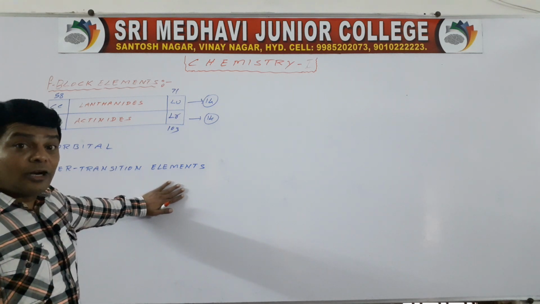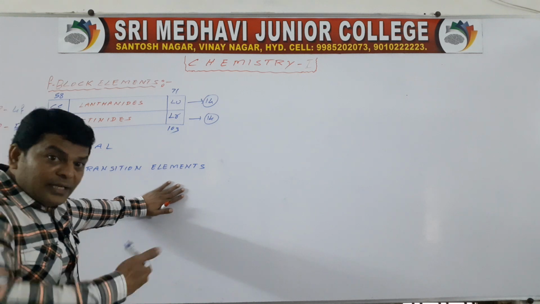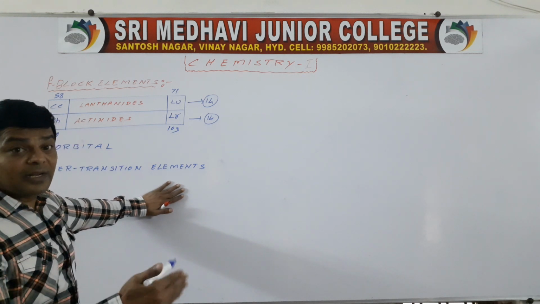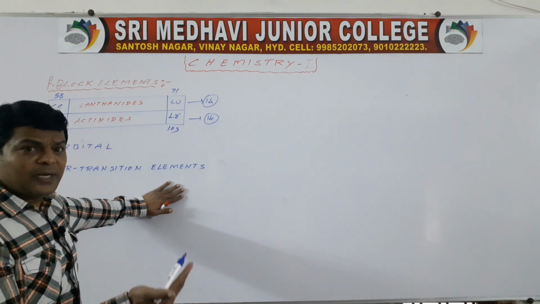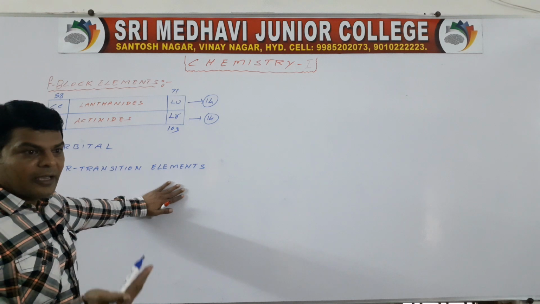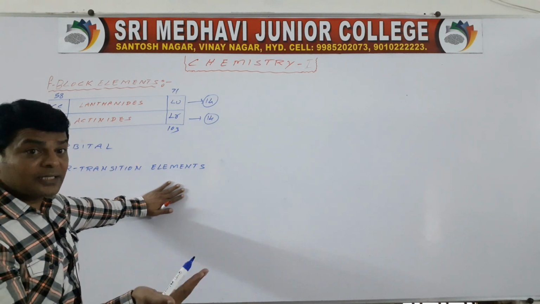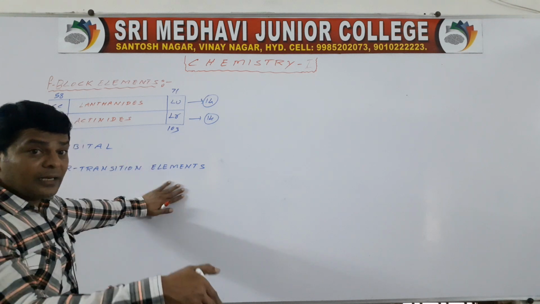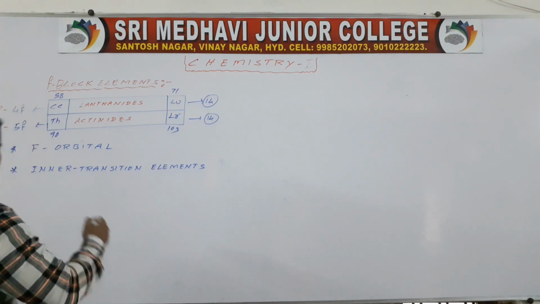Why are these called inner transition elements? Because they are present within the transition elements. The transition elements have four series: 3D, 4D, 5D, 6D. If you take the 5D series, after lanthanum the 14 elements are present within the transition elements. That's why these are called inner transition elements.